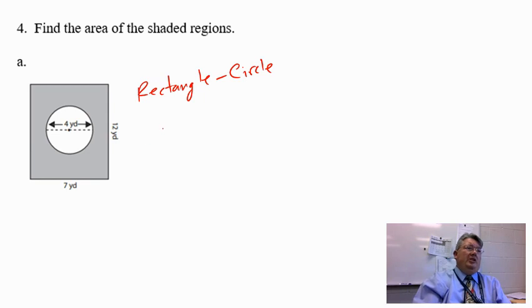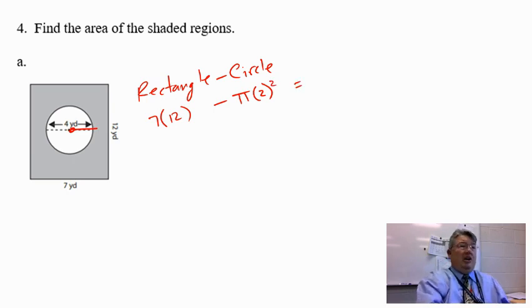Well, the area of the rectangle is just the base, which is 7, times the height, times 12. Minus the circle. The formula of a circle is pi r squared. So pi times the radius, and the radius is just from here over. So pi times 2 squared. Okay, I'm going to type that in my calculator exactly like it looks: 7 times 12 minus pi times 2 squared. And I get 71.4336. And the units are all in yards, so it's going to be in square yards.